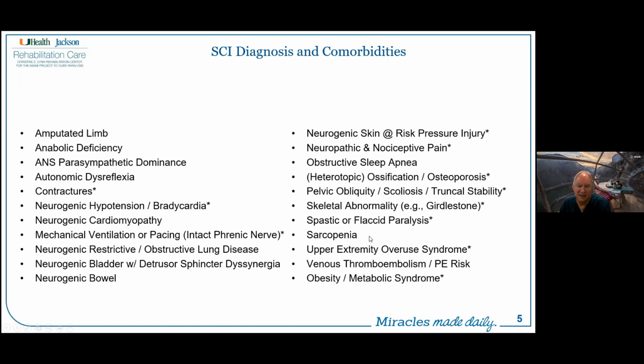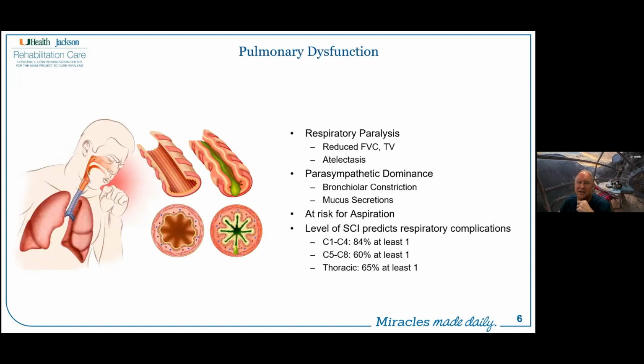Sarcopenia is essentially loss of muscle. Typically, we're going to see an upper extremity overuse syndrome as they age through their spinal cord injury. They're at high risk for venous thromboembolism and for obesity and metabolic syndrome. So we're going to talk through each of these. And essentially over the course of the fall and winter, I will be doing presentations on each of these main topics.